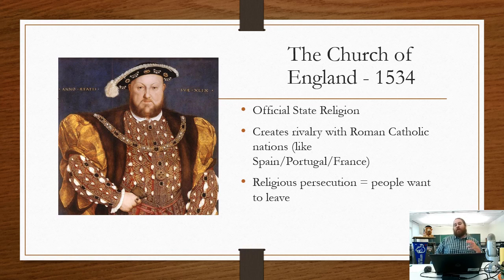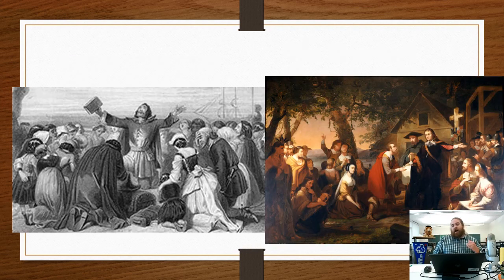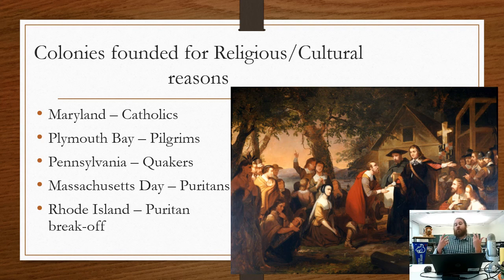Well, the problem with forming an official state religion is anyone who is not that religion, like Catholics, like Puritans, or any other groups, they're going to maybe want to leave because now they feel like they're being persecuted by the government, and that's a great reason for them to pack up their stuff, leave England, and go somewhere where they can be religiously free, right? And so a lot of these groups got their start this way. Catholics, Quakers, Puritans, a lot of colonies were founded for this express purpose. Maryland was founded solely for Catholics, Mary Land, right?